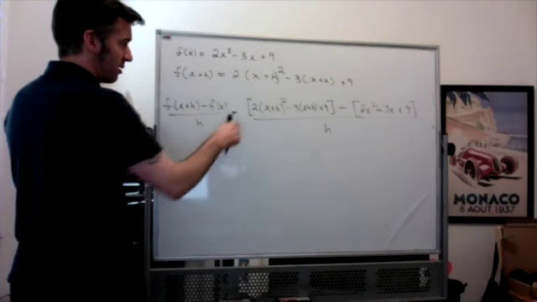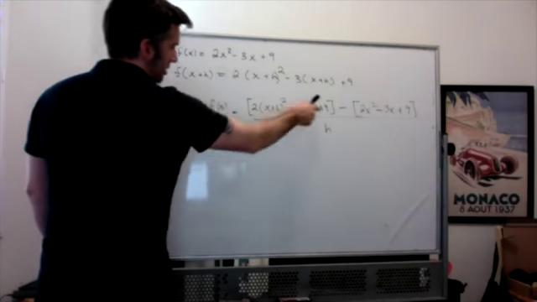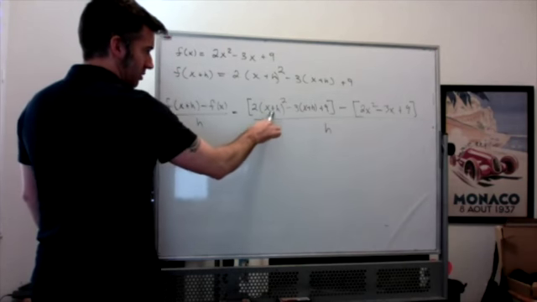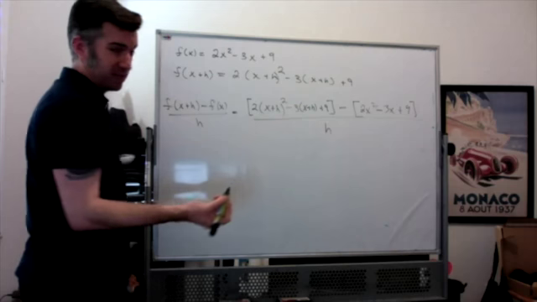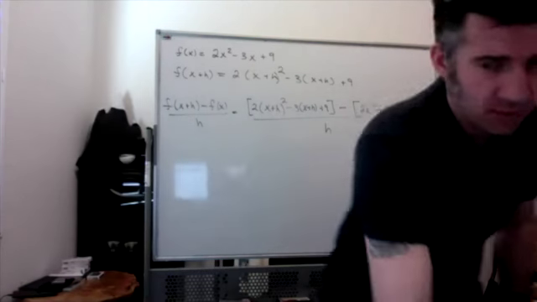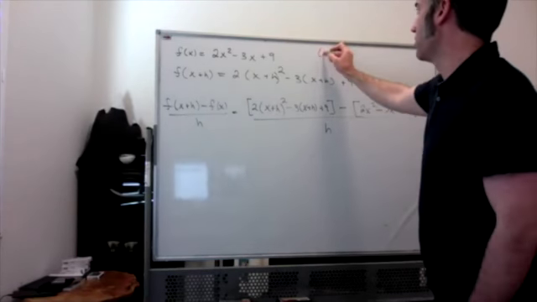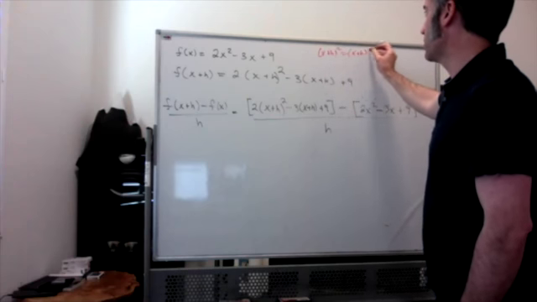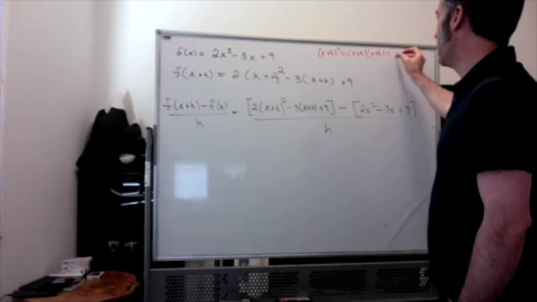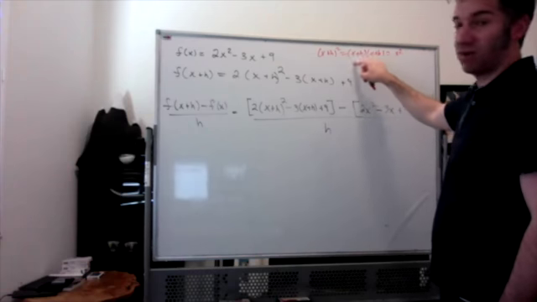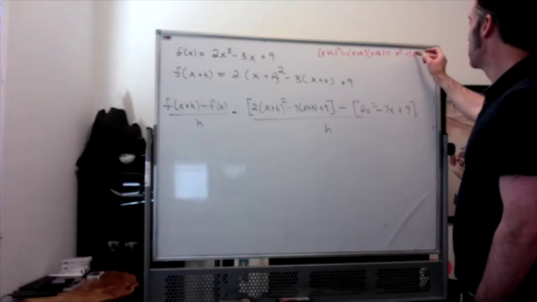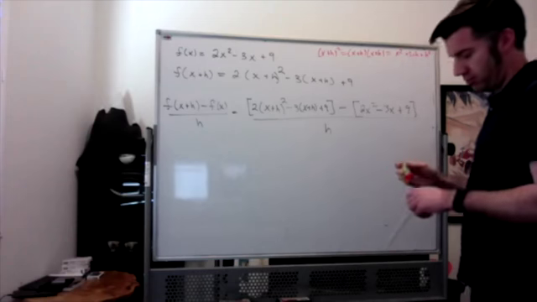Okay, so now I'm going to multiply this out. So multiplying this out is kind of a 2-step process, actually. First, I'm just going to multiply out the x plus h squared. So x plus h times x plus h, right? X plus h squared is x plus h times x plus h, which is x squared plus xh plus xh, which is plus 2xh plus h squared.